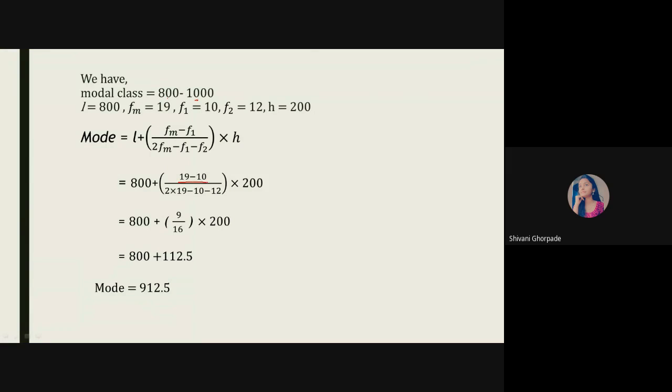Here 19 minus 10, it's 9. 2 into 19, you have to do this calculation first. 19 into 38. 38 minus 10 minus 12, so it's 16. 9 divided by 16, multiplied by 200, and you will get this amount. And then you will have to add 800 plus this amount. So it's 912.5.